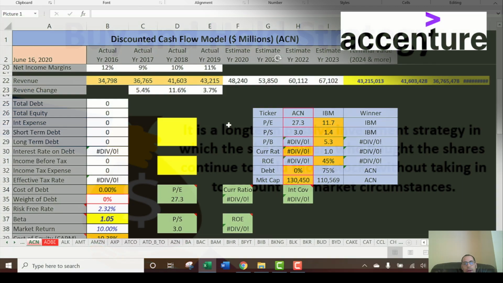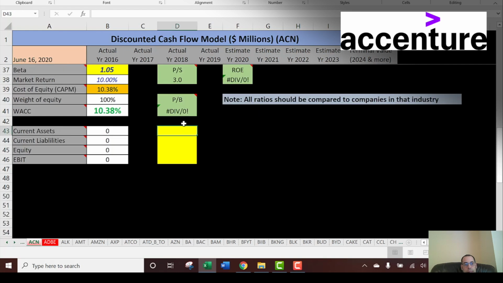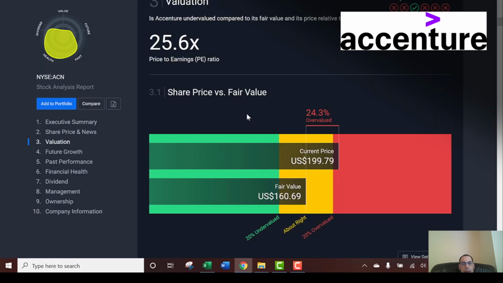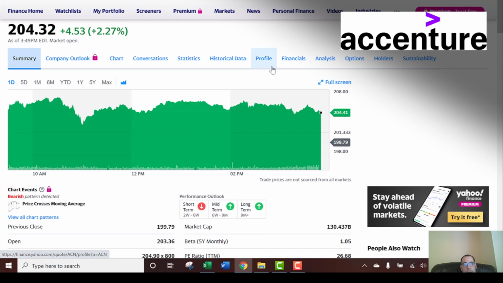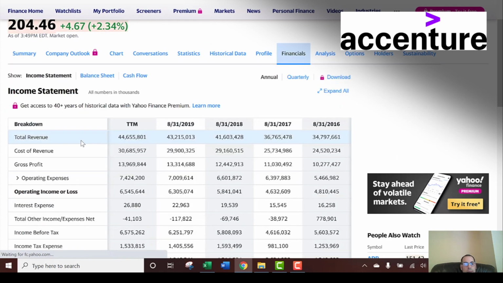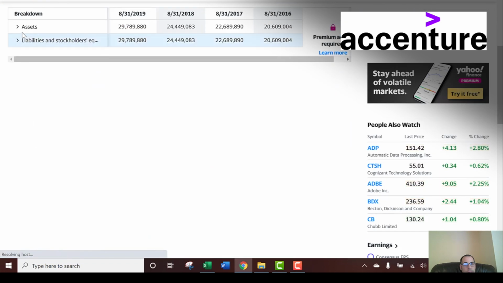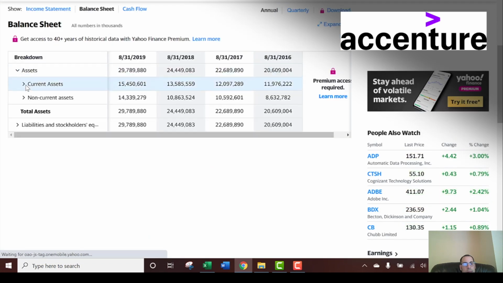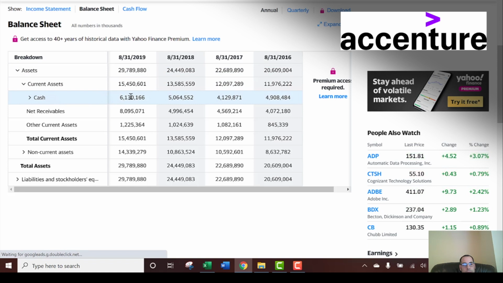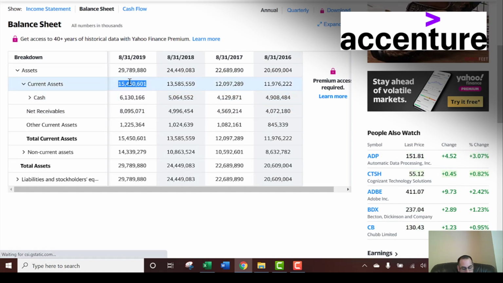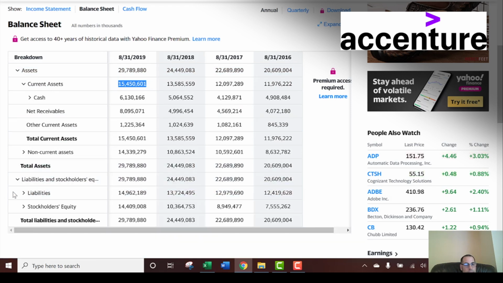Let's look at their financial ratios. So we need some more information. Let's go back to the balance sheet and get their current assets. These are cash, accounts receivable, and inventory. Current assets are assets that can be easily liquidated into cash within 12 months. And that's $15 billion.